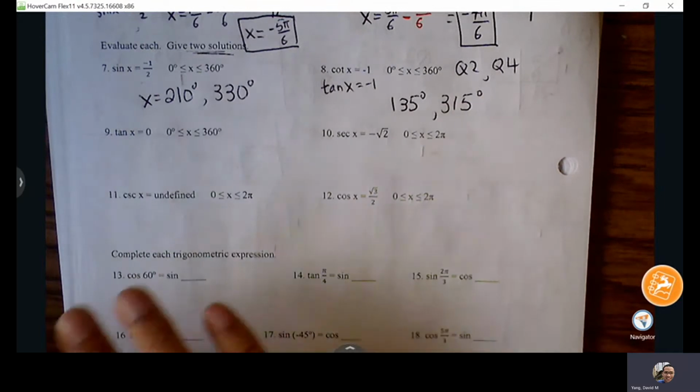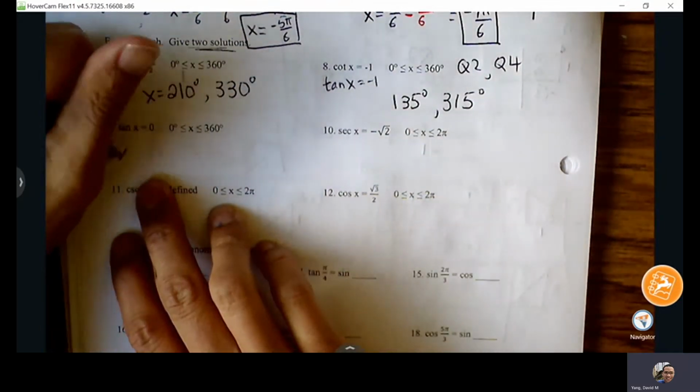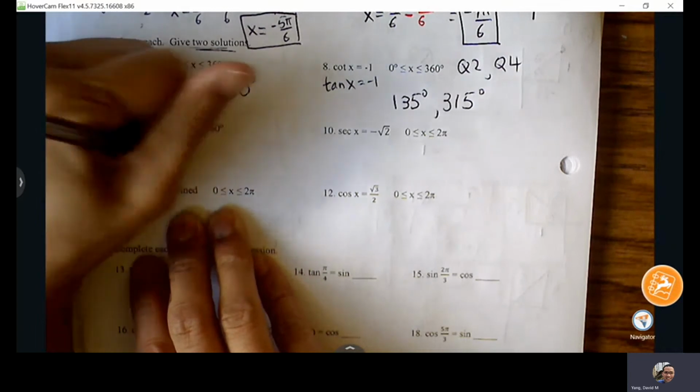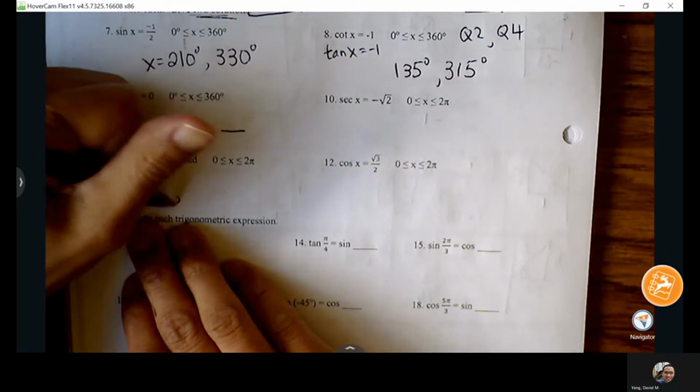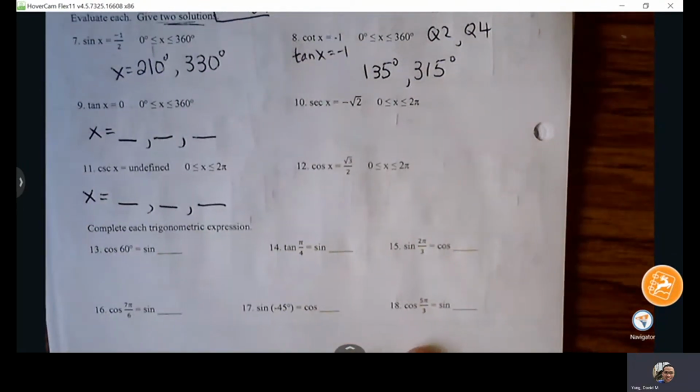Okay, I'll give you guys a moment to see if you're able to figure out 9 through 12. I want to just give you a hint here. For 9 and 11, you're going to get 3 measures. So keep that in mind. Okay, let's try 9 through 12. Okay, and just use your unit circle. Okay, don't use your calculator. Okay, 1 second.